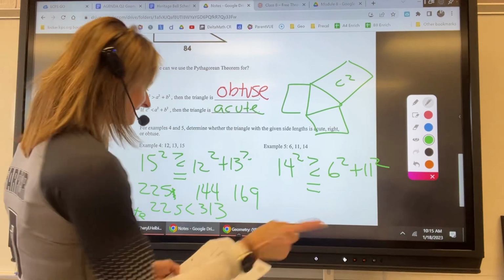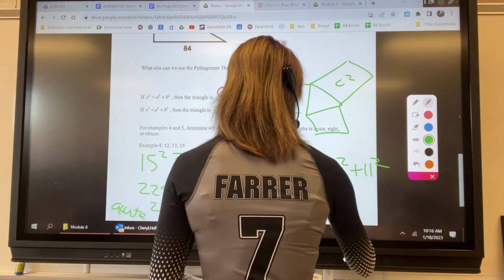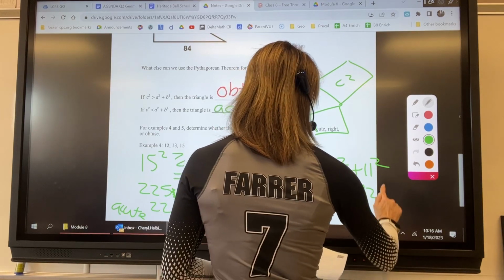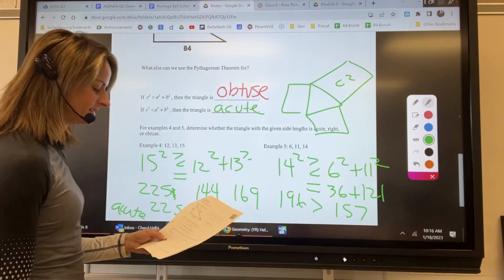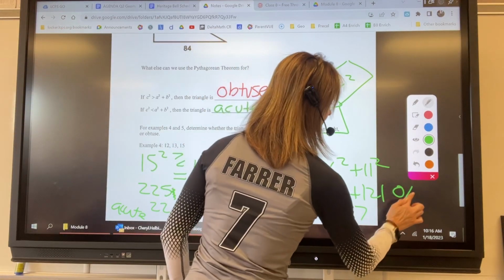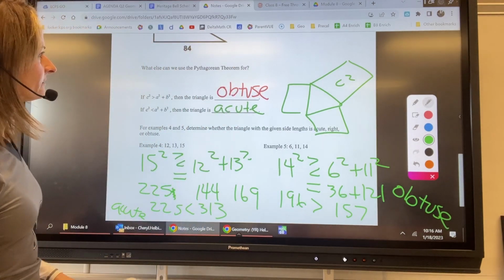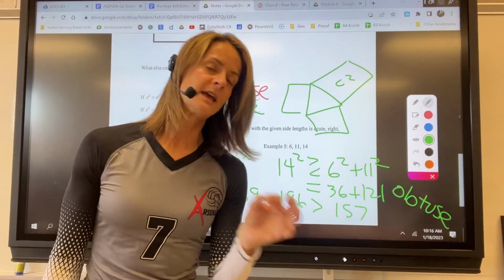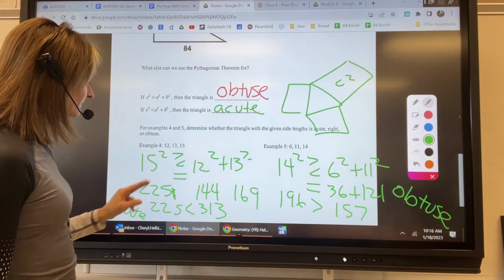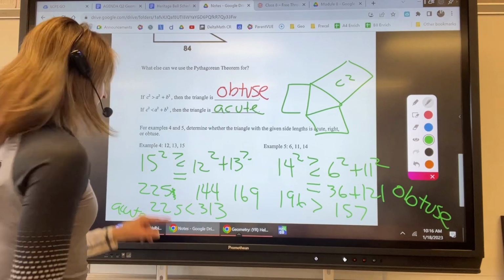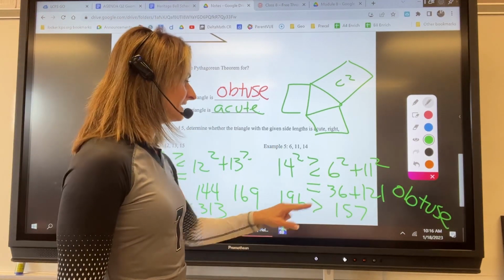Okay, on this side we've got 196, and then we've got 36 plus 121 for a total of 157. 196 is greater than 157, so that is an obtuse triangle. So if c squared equals a squared plus b squared, it's a right triangle. If c squared is less than a squared plus b squared, it's an acute triangle. And if c squared is greater than a squared plus b squared, it's an obtuse triangle.